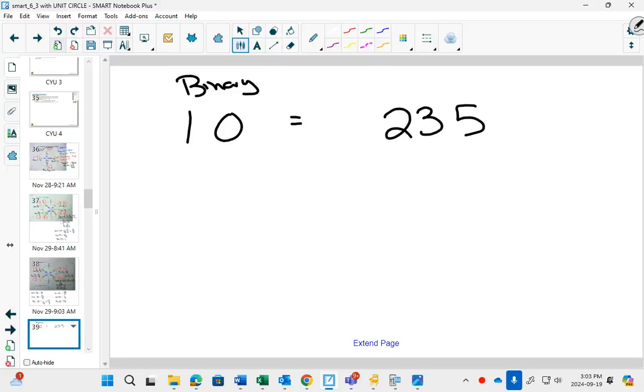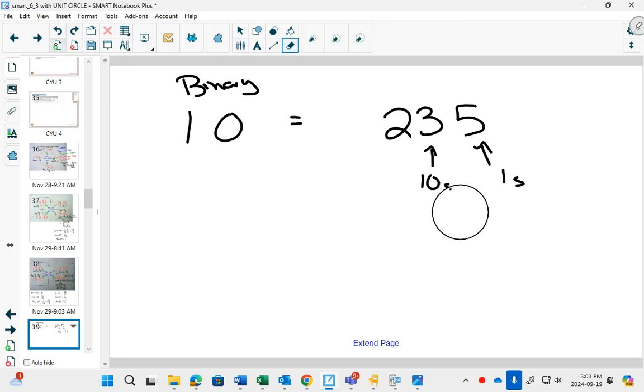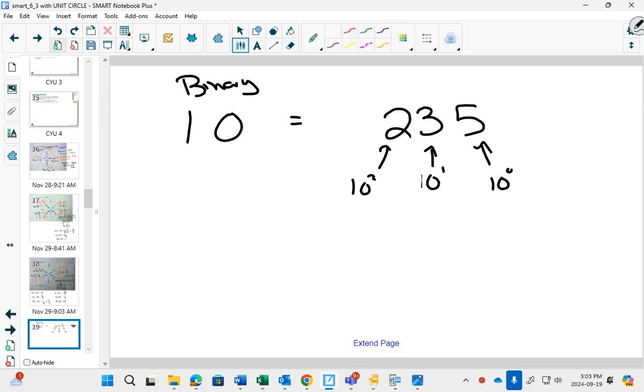235, these are our 1s. These are our 10s. Those are our 10s, or our 10 to the 1s. And these, in base 10, are 10 squareds, or 100s. Technically, your 1s are technically 10 to the 0s.